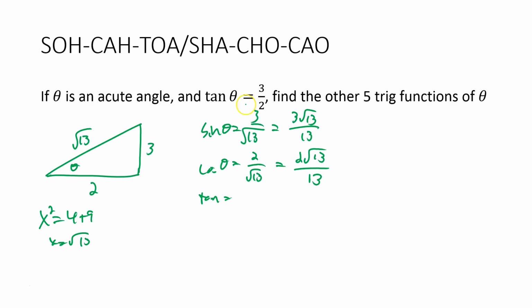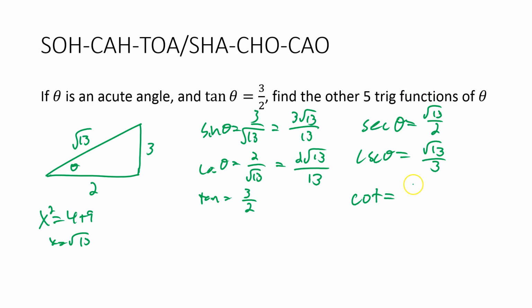Tangent, we already have, it's 3/2, opposite over adjacent. Secant is hypotenuse over adjacent, that's root 13 over 2. Cosecant is hypotenuse over opposite, that's root 13 over 3. And cotangent is going to be adjacent over opposite, which is 2/3. And that's all there is to that problem. Not too bad.